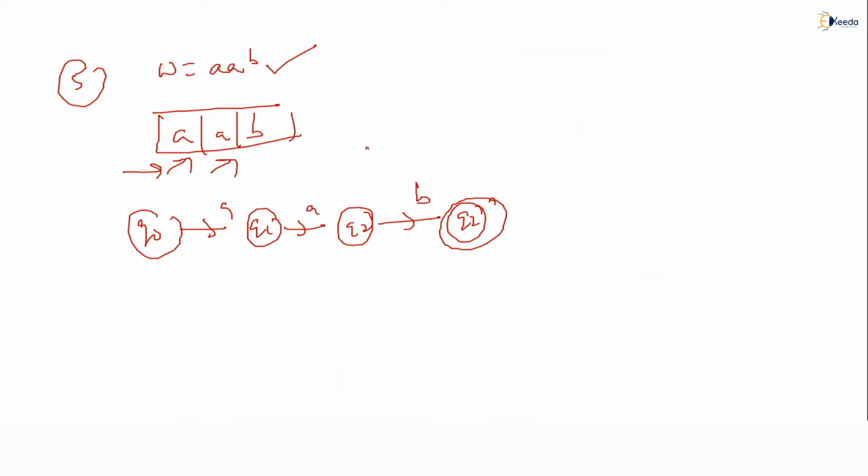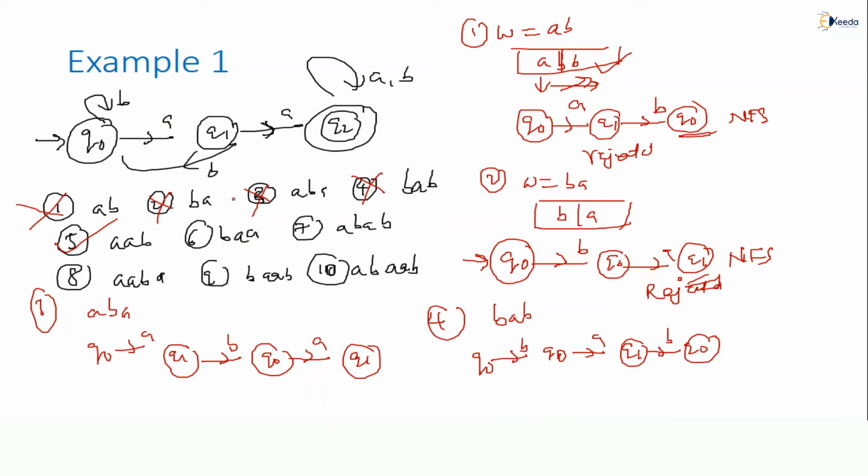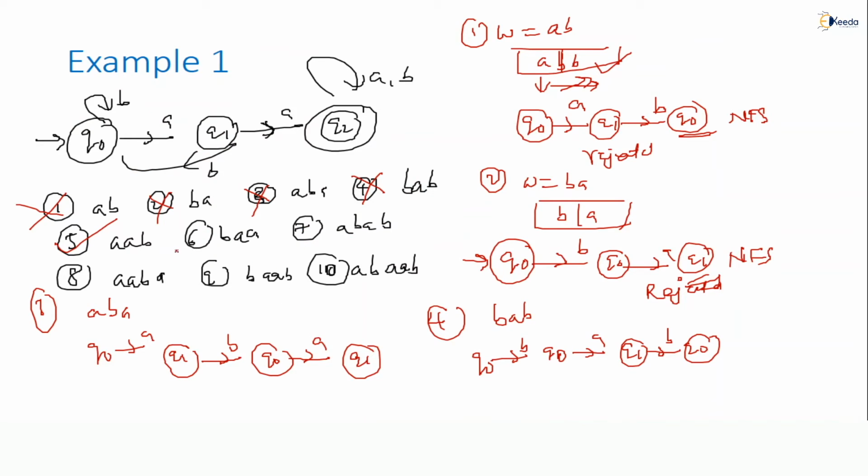What about the sixth one? W equal to BAA. The input tape contains the symbols B, A, A. Scanning starts from B. Q0 on B, Q0 only. Now Q0 on A, Q1. Q1 on A, Q2. Q2 is the final state, so this is also accepted. Sixth one is accepted.